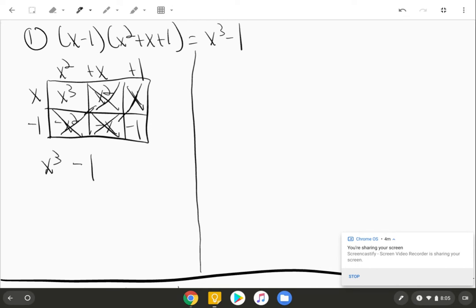And notice we get the same thing on the left-hand side when we simplify as we have on the right-hand side. That is what I mean by equivalent expressions. We literally get the same thing. So to answer the question, is this equation, is this statement an identity? The answer is yes, it is.